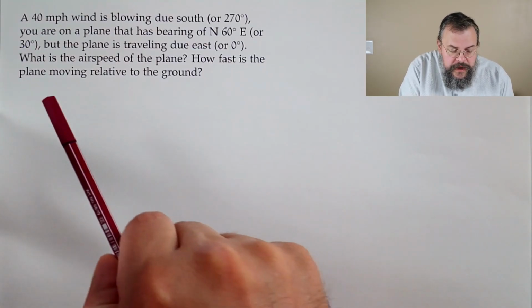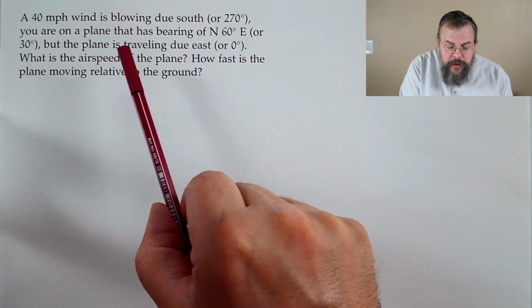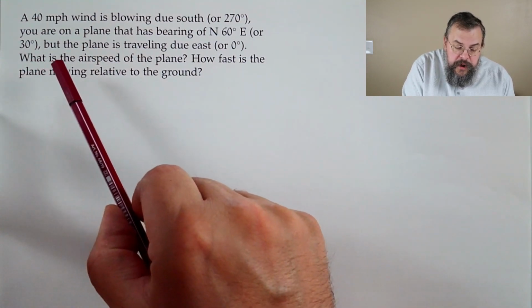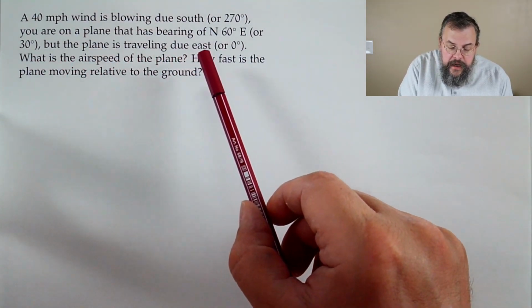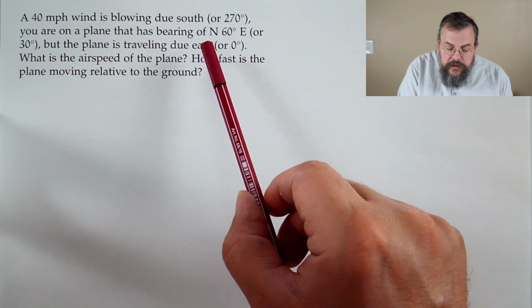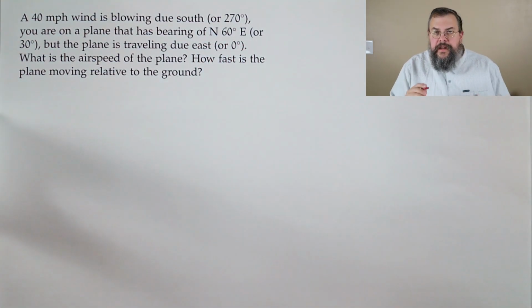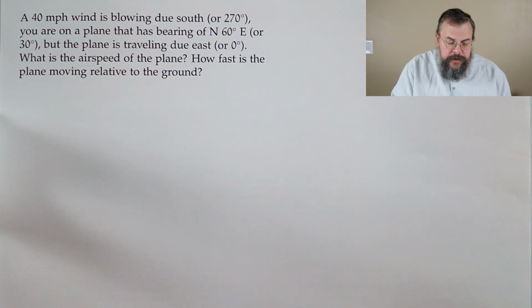A word problem. A 40-mile-per-hour wind is blowing due south, which means 270 degrees. You are on a plane that has bearing N 60 degrees E. Well, that should be read as north 60 degrees east. Let's draw some pictures here so we understand what's going on here.